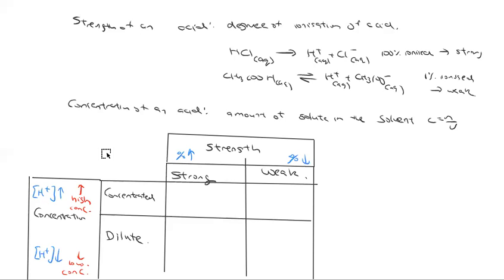And so whether something is strong or not basically just depends on what type of acid it is. So for example, HCl is strong. It doesn't matter if it's dilute or not, as long as it's HCl, it's strong, right? And as long as it's, say, acetic acid, then it's weak, just by the nature of it being acetic acid.